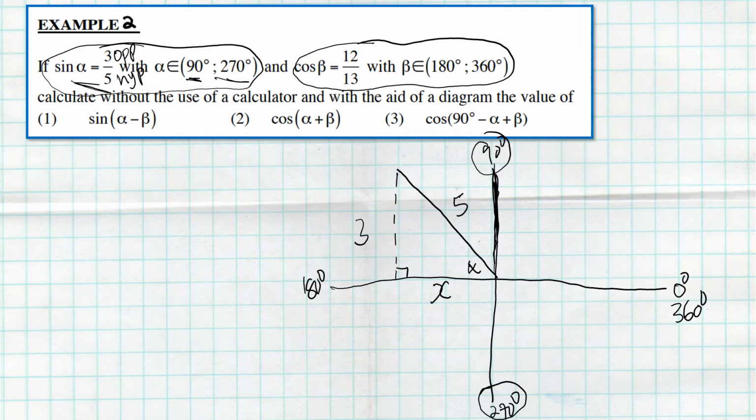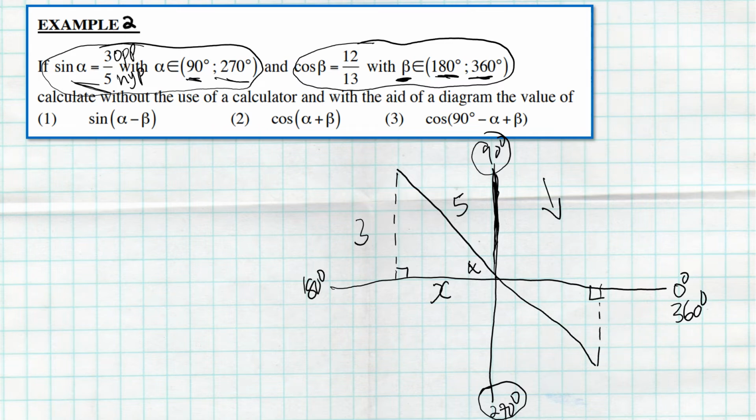You are given cos beta is equal to 12/13, and your cos here is positive. And where is cos positive? That's the question you ask yourself in order to draw these triangles. It's positive in the first quadrant and also in the fourth quadrant, right? But here they want you to draw an angle that is between 180 and 360. So definitely we're going to sketch where our cos is positive. Can you see? So our triangle is going to be here.